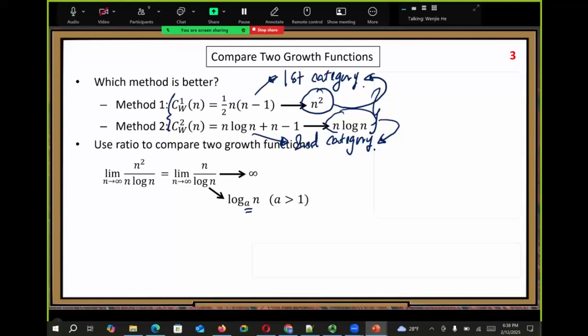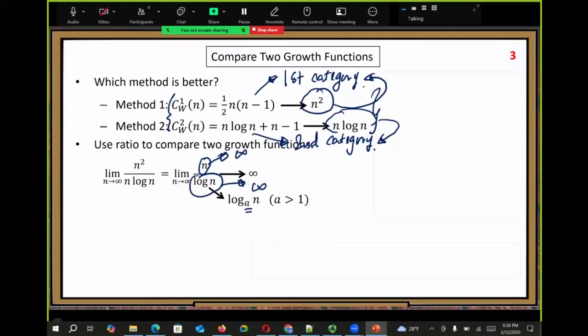Why? Because we know each term goes to infinity. N goes to infinity, and this log of n function also goes to infinity, right? How do you know that infinity over infinity also goes to infinity, right? So you need to convince people.